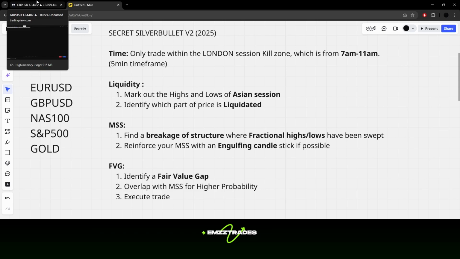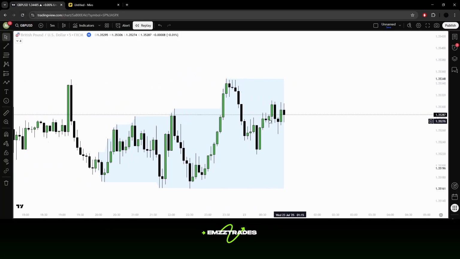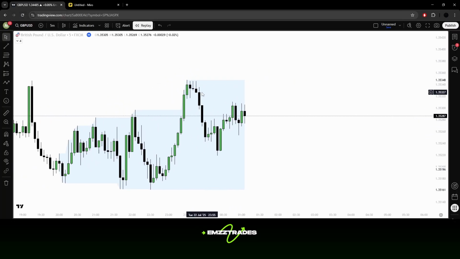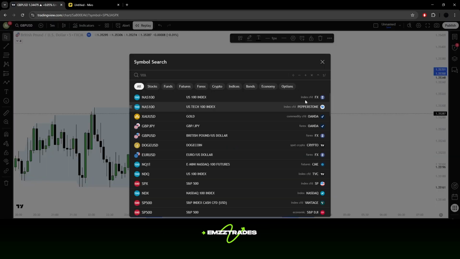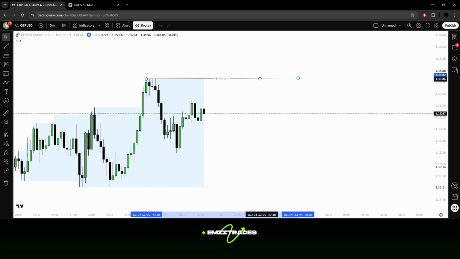The first thing you need to do is mark out the highs and the lows of the Asian session. As you can see, I'm using an indicator to mark out my Asian session, which is why there's a blue highlighted area here, and it also marks out my London and New York sessions. So we first mark out our highs, as you can see, that's the highs of the Asian session, and this right here would be the lows of the Asian session.